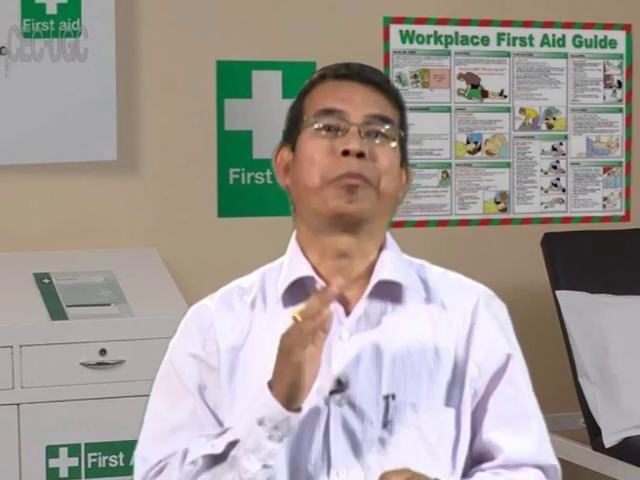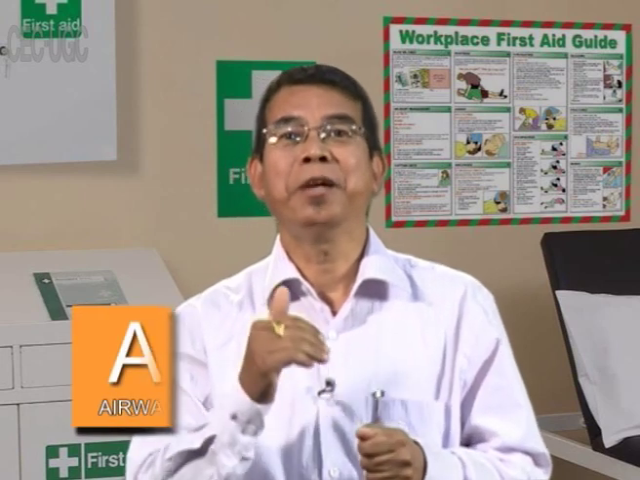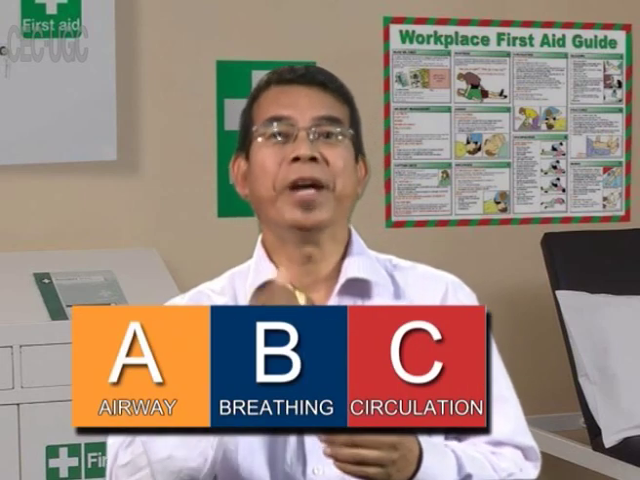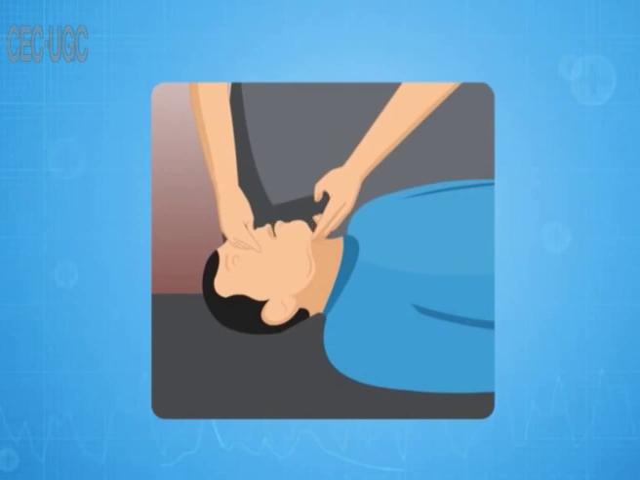Hence, the priority is to maintain an open airway in any casualty, followed by breathing and circulation or control of severe bleeding so that oxygen is supplied to the brain and other vital organs all the time. Now, it is easier to remember these priorities as A, B, C. So, when dealing with an unconscious casualty, you should open and maintain their airway as your first priority.